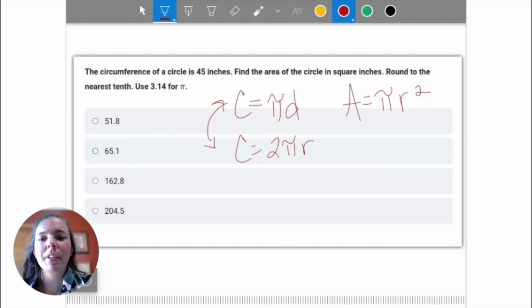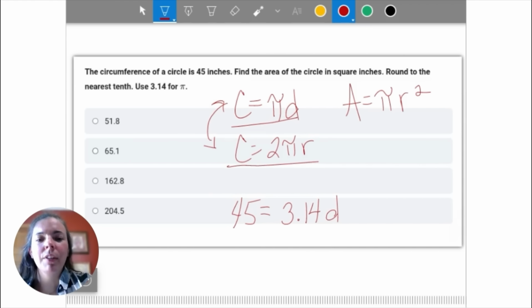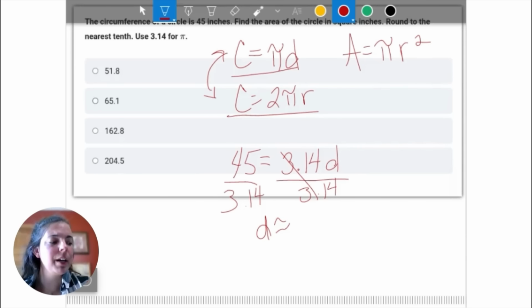So if I know the circumference of a circle is 45, I can plug that in for C. And we're using 3.14 for pi. And eventually we're going to need to find the area. So I could plug it into this formula here and find the diameter and then use that to plug it in later, or I could plug it into this formula. I'm just going to leave this here for D and then go from there. So in order to find the diameter, I divide each side by 3.14, and I find that my diameter is approximately 14.33, somewhere around there, depending on how you round it.